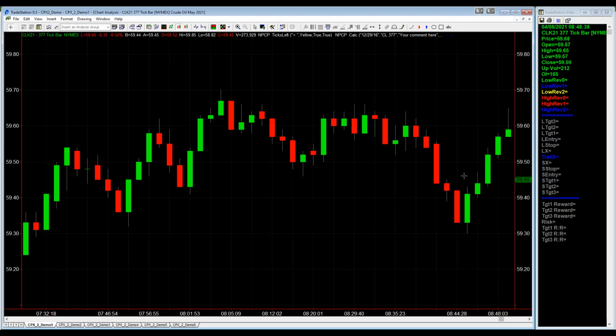This is today's session. This is crude oil. Notice it's the 377 tick chart. We start at 9 a.m. I showed you something from 6 years ago. This is today. Same chart, same trade plan. I always like to show what happens today so that you guys can see the robustness of how these concepts fit together and how they work.